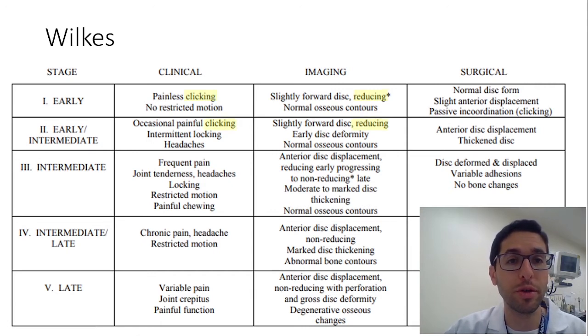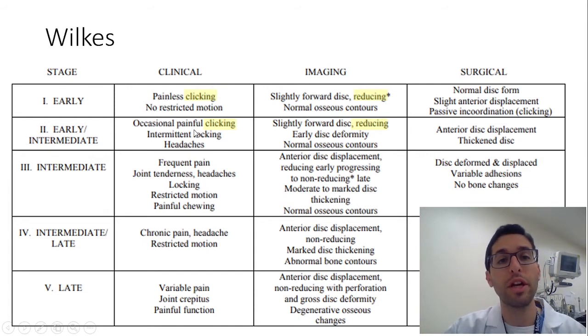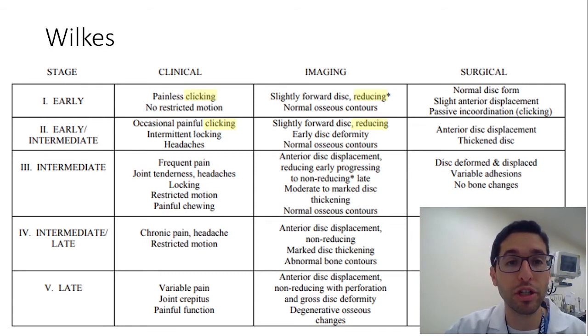Once you get to a stage 2, you also have clicking. So what do we know about clicking? Anytime you have clicking, it's reducing. So both 1 and 2, I put them together in the sense they both have clicking and they both reduce. The only difference is stage 1 is painless and stage 2 is occasionally painful. So stage 2, think of something where most of the time it's fine, but occasionally you tell them that their joint hurts. In this case, you will see a thickened disc. That's the only thing that you'll see clinically.